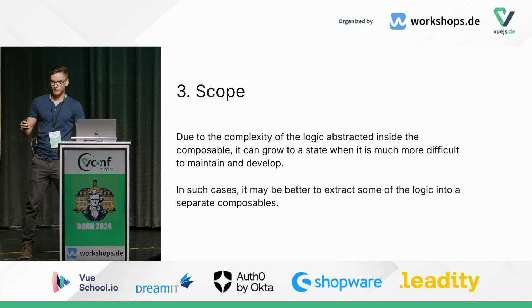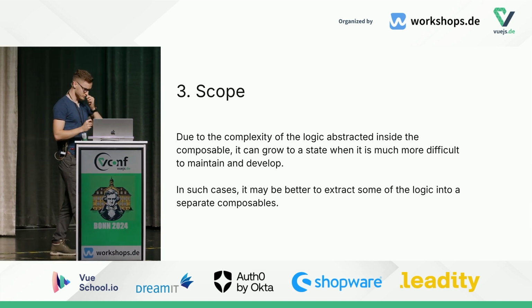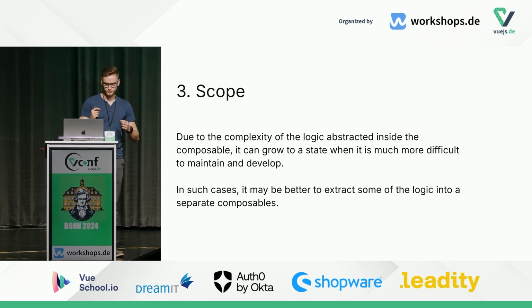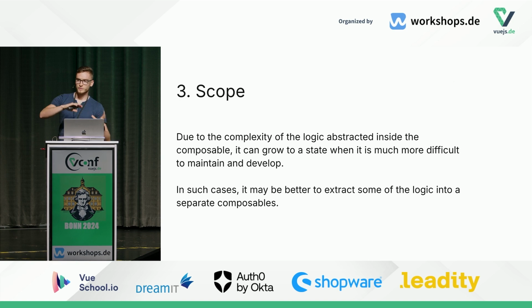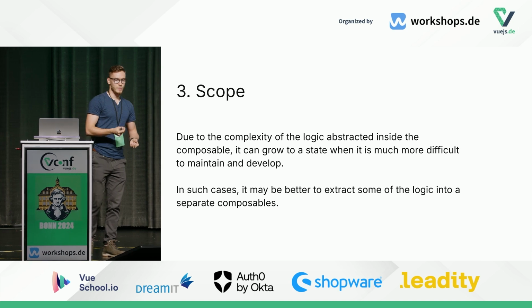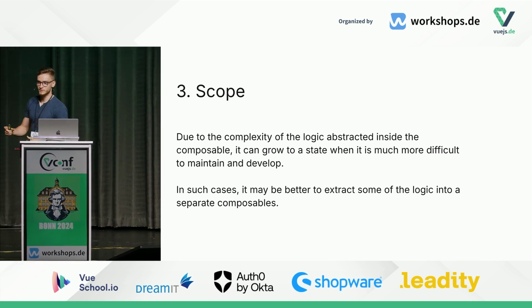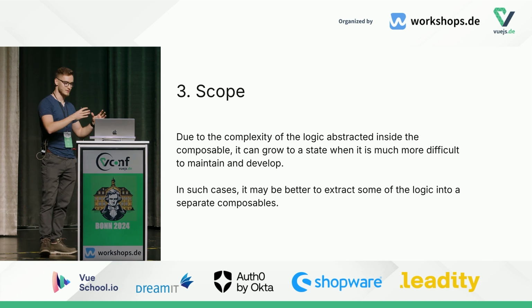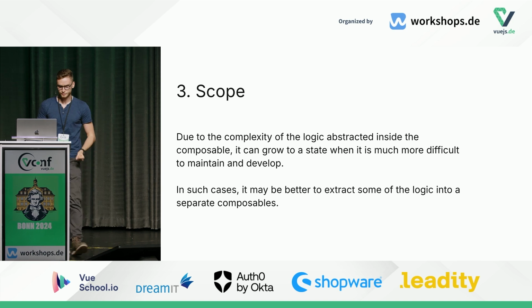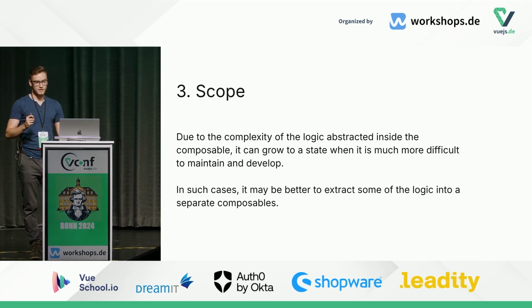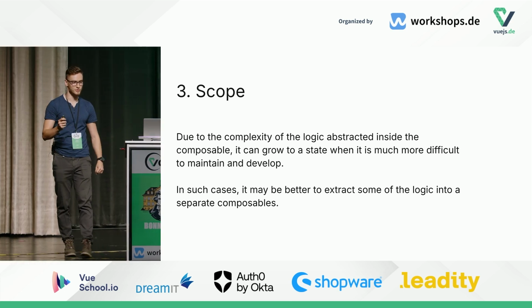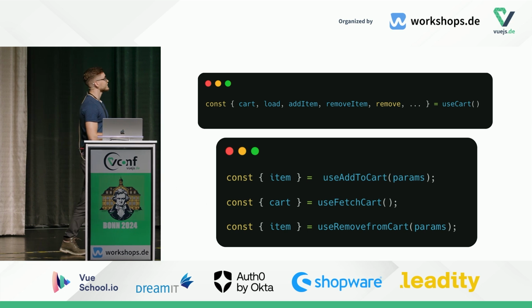The scope. I mentioned already that the problem with the increasing scope of composables is quite frequent, I would say. Because if we create a composable which maps a certain domain or entity, we might think that it's good for now. But with the development of the project, we might end up in a situation where the composable will grow so much that it's no longer maintainable. So in this case, it might be easier and better to extract some of the logic from the base composable into separate composables. So let's take a look at these examples.